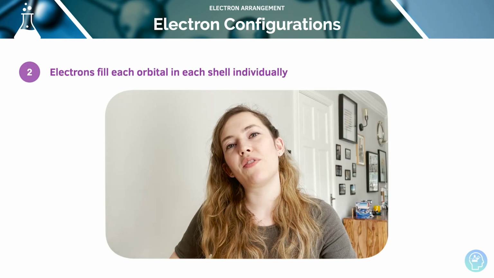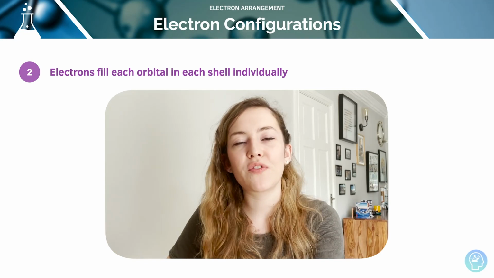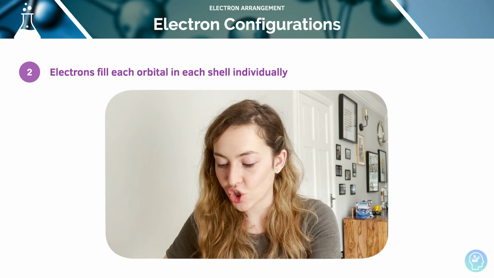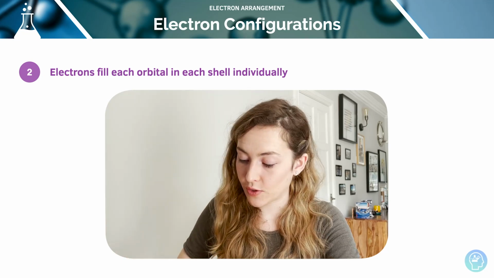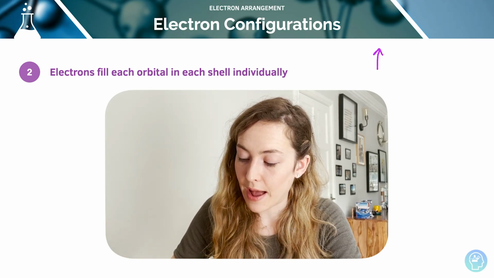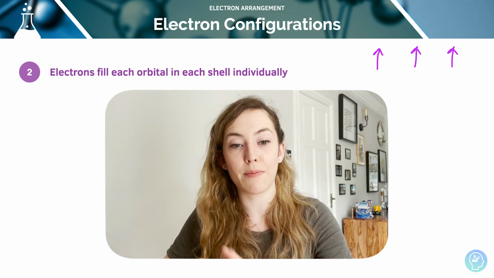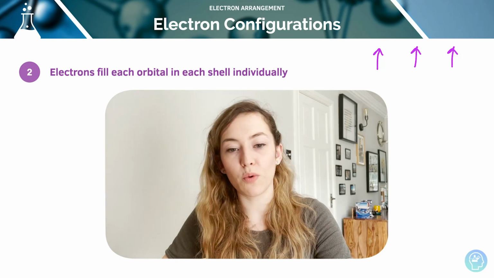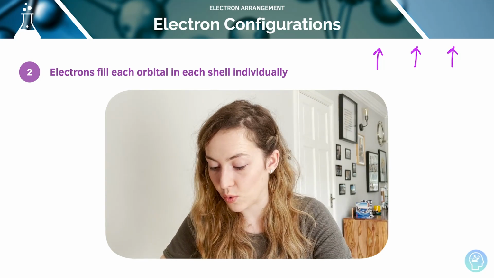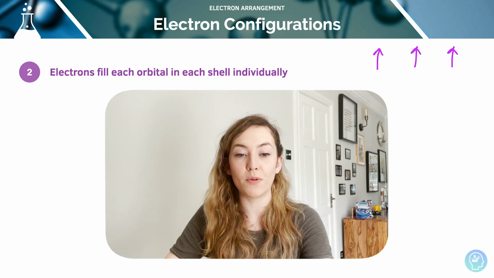You'll have noticed when I gave you the nitrogen example earlier on that electrons fill each orbital in each shell individually before they start pairing up. So I put 1 electron in px, 1 electron in py, 1 electron in pz before I paired them up. So when we fill orbitals in a particular subshell, we try to avoid having pairs of orbitals, okay?